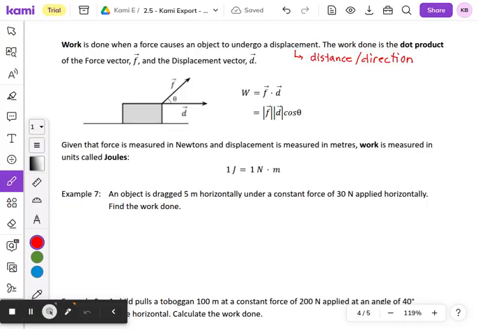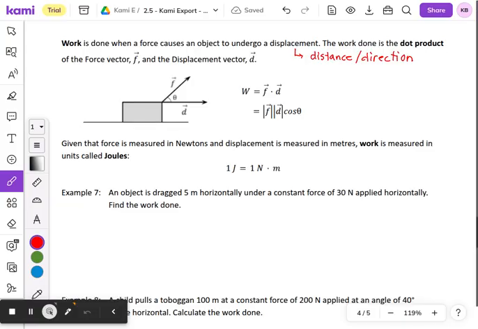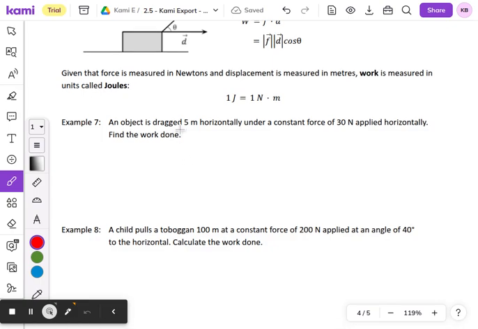Okay, so here I have example number 7. All right, so I have dragged my object 5 meters horizontally. Okay, and I've also used a force of 30 newtons, and these are both horizontal. So it's just asking to find the work done.